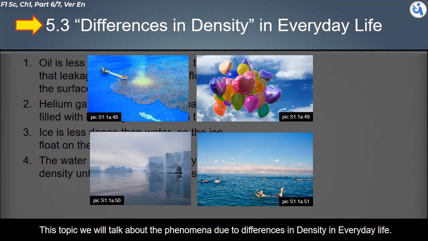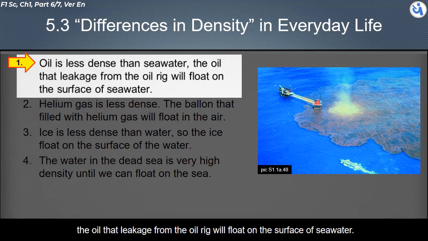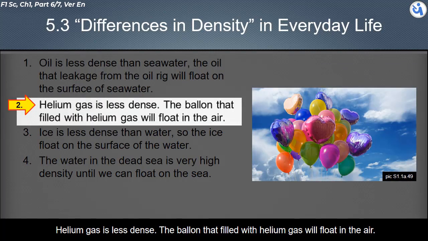In this topic we will talk about the phenomena due to differences in density in everyday life. Oil is less dense than seawater. The oil that leaks from the oil rig will float on the surface of seawater. Helium gas is less dense. The balloon that is filled with helium gas will float in the air.